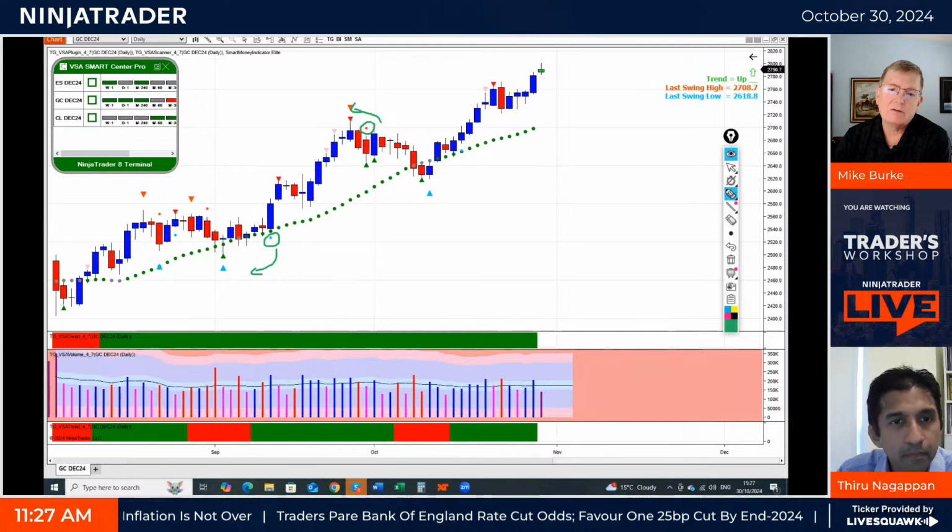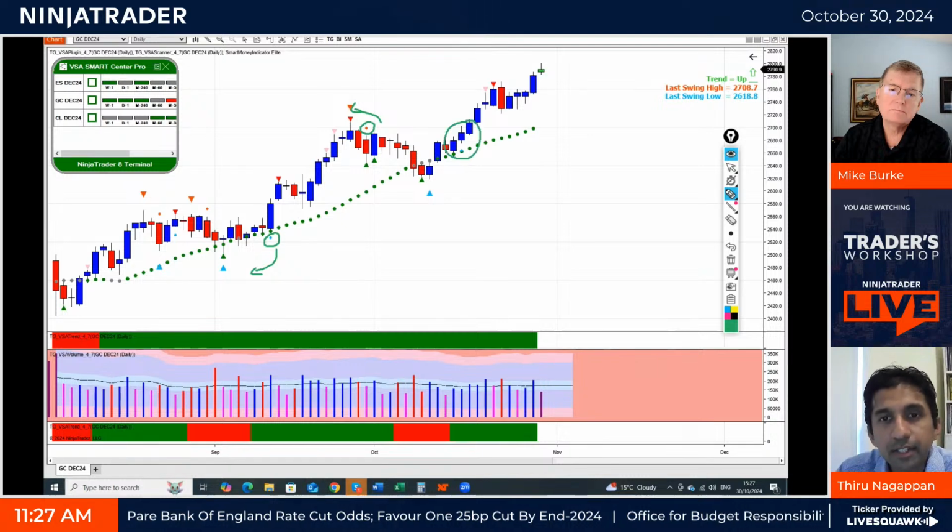Right where your mouse is now. Here, you mean? Over here? Yes, correct. Very well spotted. So this one here, that's the blue dot, which confirms this bottom.